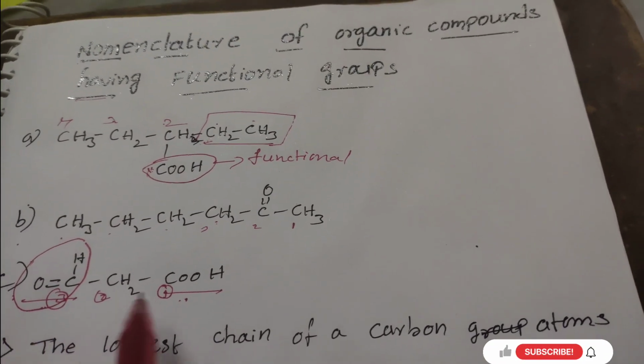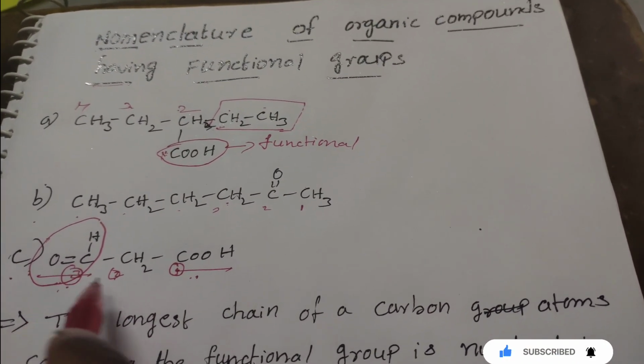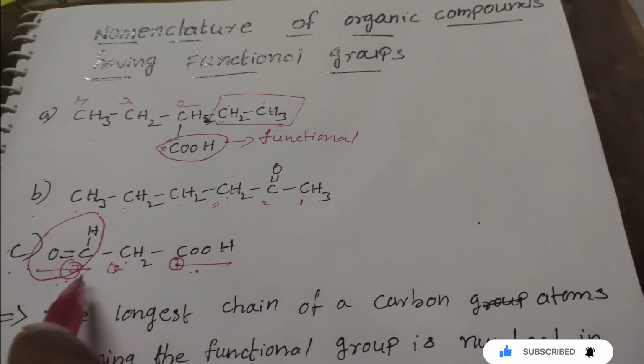So how do we give the numbering? It is 1, 2, 3: 3-formylpropanoic acid.